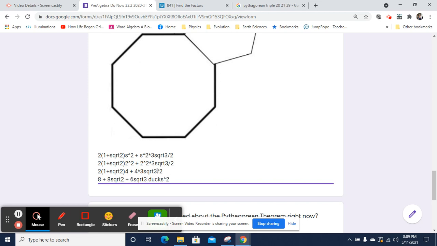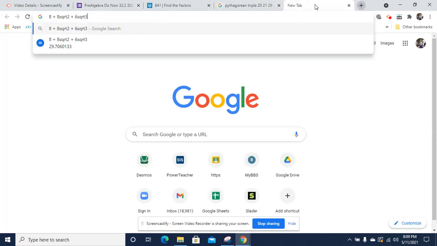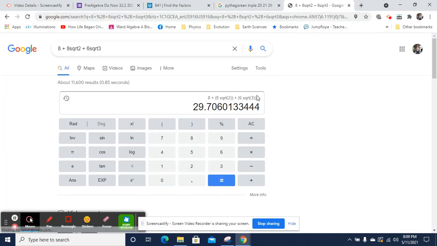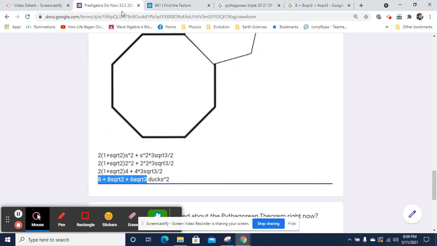Okay. Now, if you needed to get a more practical measurement, like to find out how much paint you needed or wallpaper you needed to cover up a floor that was shaped like this, then you could go ahead and work out what all of this is. And I'll go ahead and do that as an estimate. Of course, I've given you the exact answer. The estimated answer comes out to 29.7 square ducts.